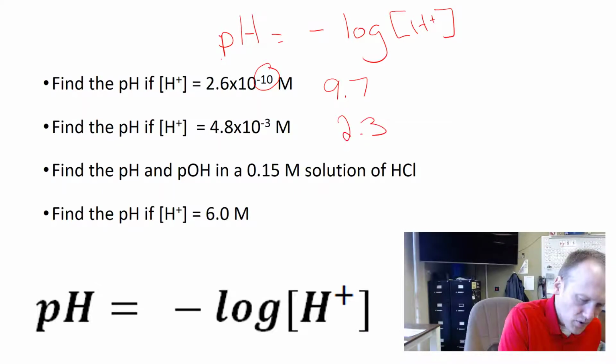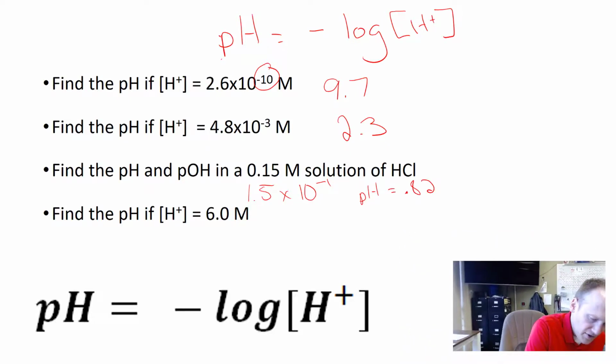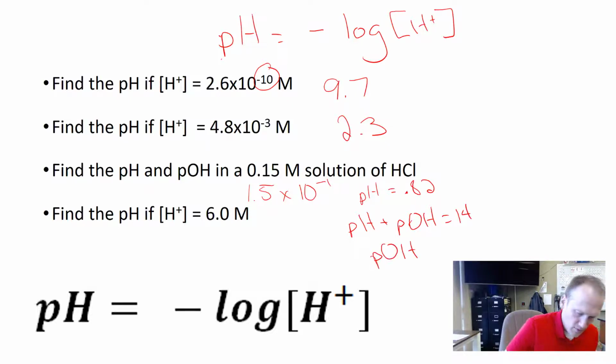And then for this next one, we're going to make sure we convert this to scientific notation. So our concentration would be 1.5 times 10 to the negative 1. If we work this out, we would see that our pH would be 0.82. And since pH plus pOH equals 14, we know that our pOH would have to equal 13.18.